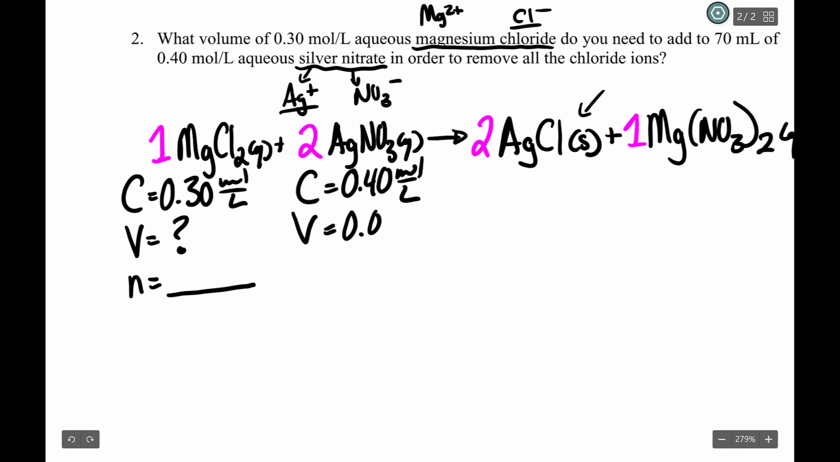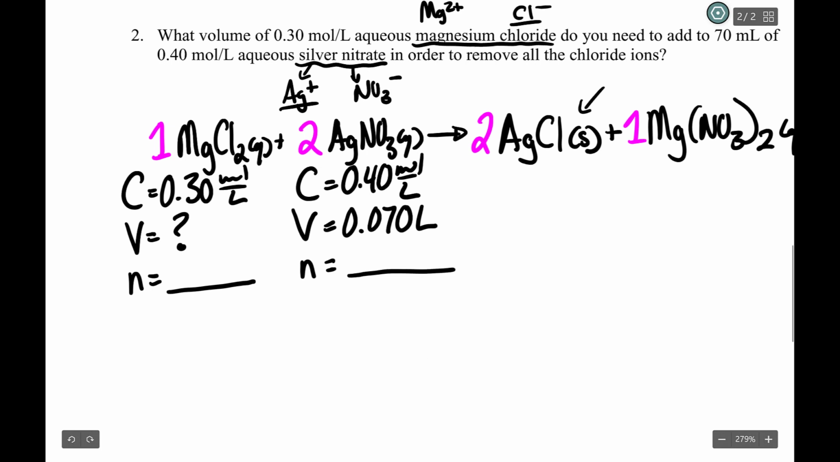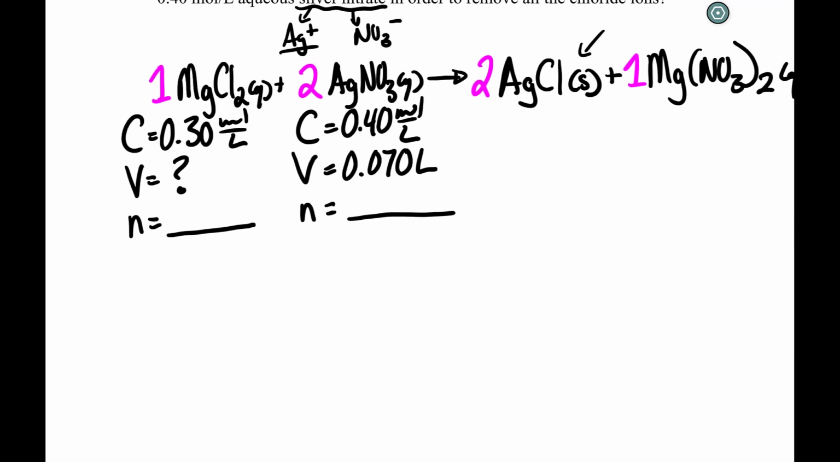So 0.070 liters is the same as 70 milliliters. And of course, in all stoichiometry, we're always working towards getting moles. So now that I have it written out like this, I understand what my first step has to be.